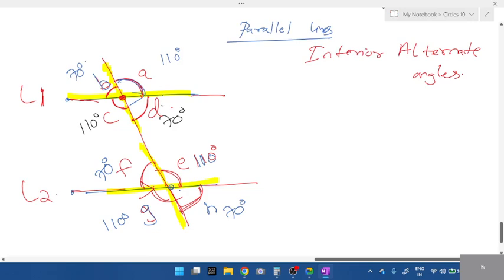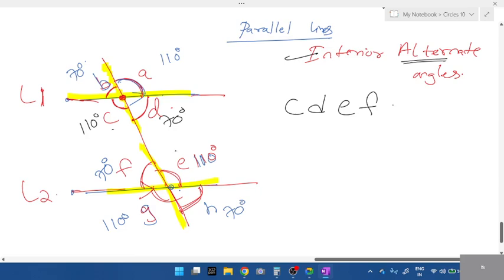Parallel lines, right? What are the four angles which are present inside? C, D, E and F, where ABCD is inside the parallel line. These are the interior. What do you mean by alternate? Next to each other or one after the other? One after the other. Yeah, one after the other is alternate.